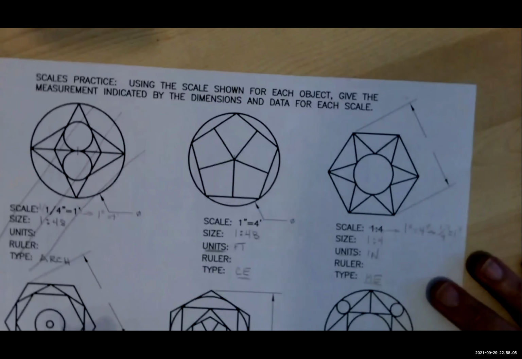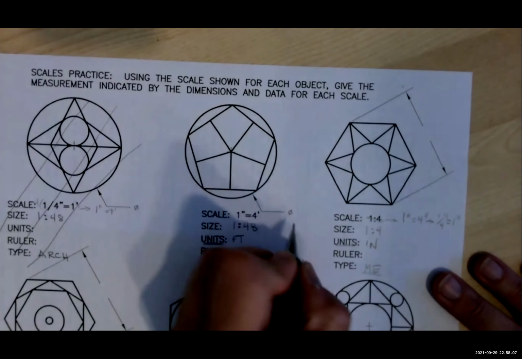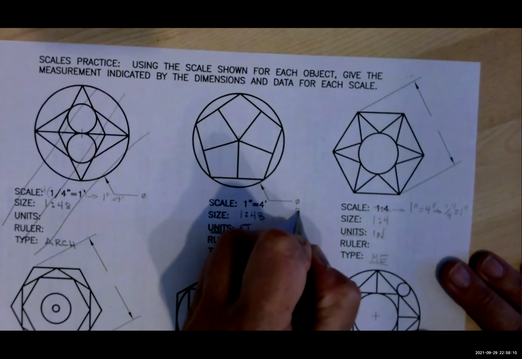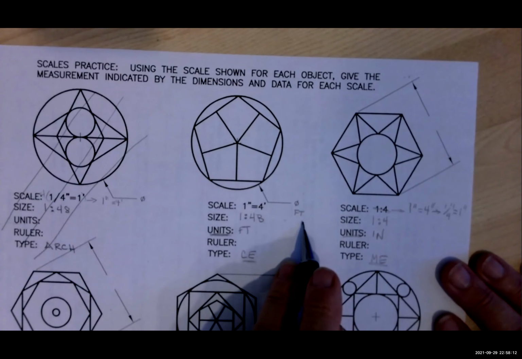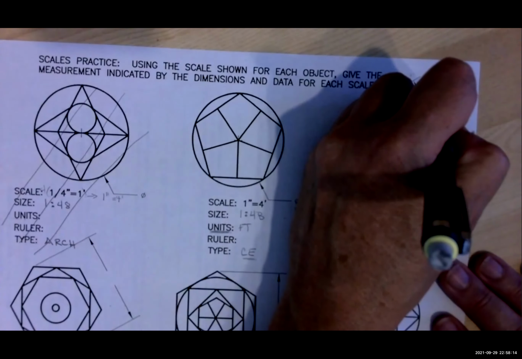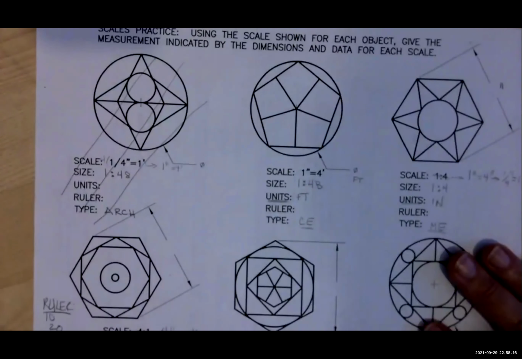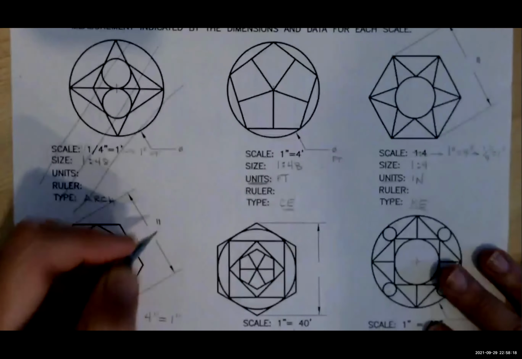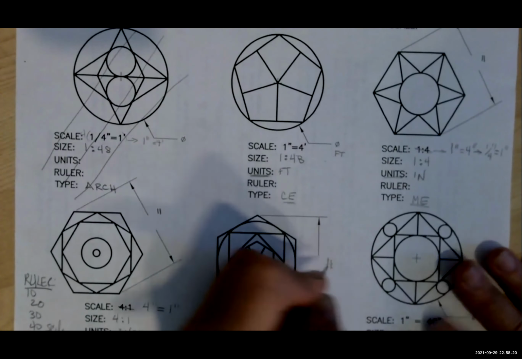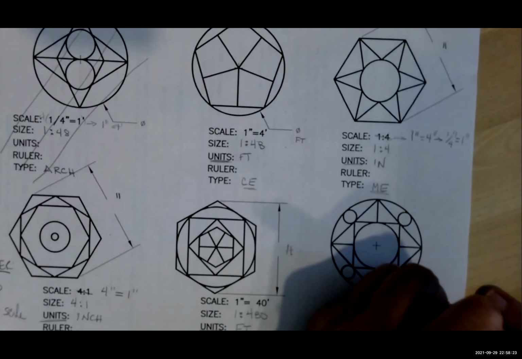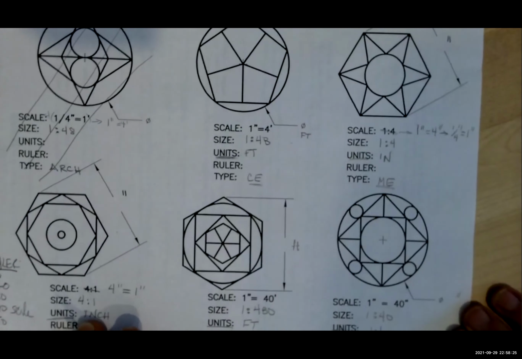That's right. So that means when we actually do measure, we know that this first one, the thing that we measure is going to be in feet. And the second one, we know it's going to be in inches. The third one, inches. The fourth one, feet. And the fifth one, we're going to know it's in inches.